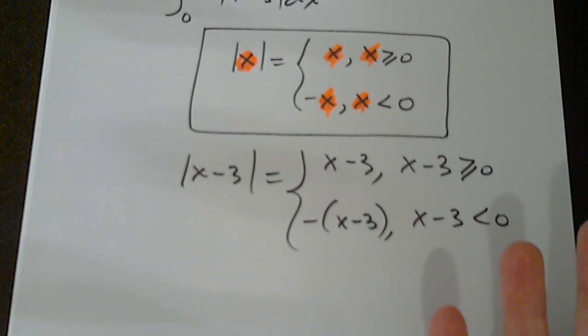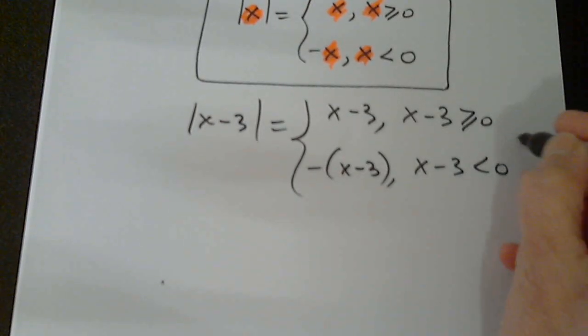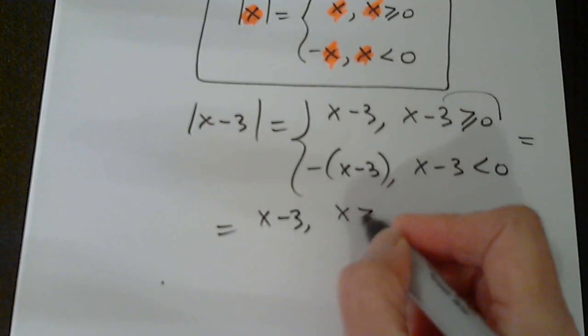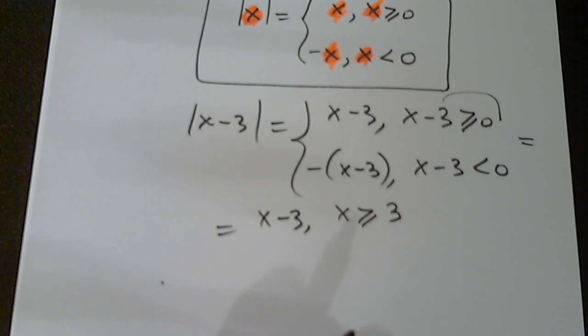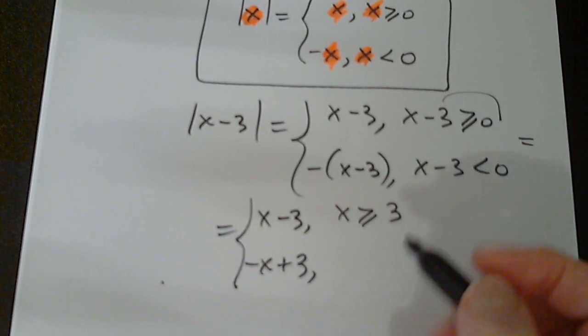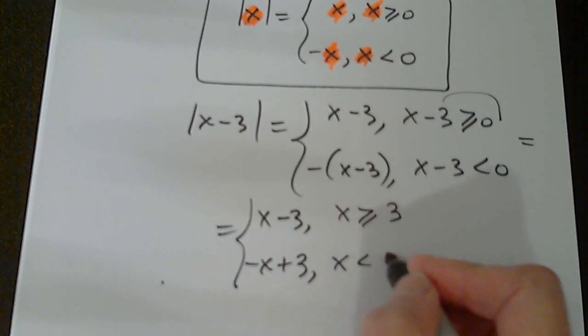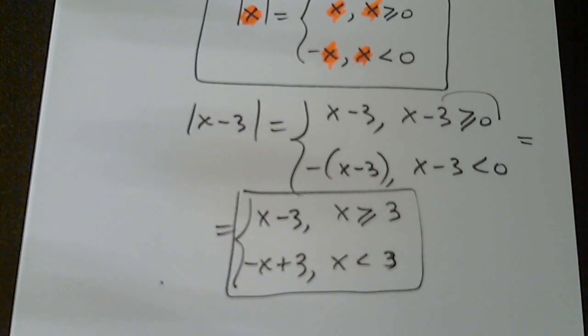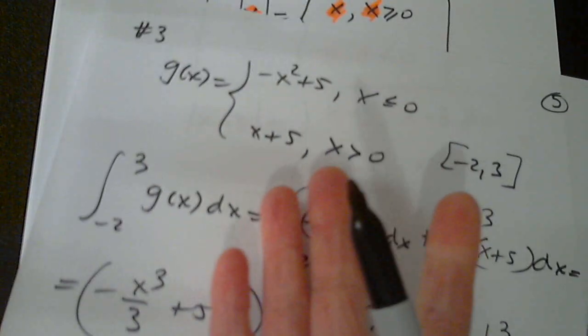Yes, it needs a little bit of work. I have to simplify it a little bit. So I will simplify it and write it as x minus 3 when x is greater than or equal to 3, or negative x plus 3 when x is less than 3. This is exactly what we just did with problems 2 and 3.